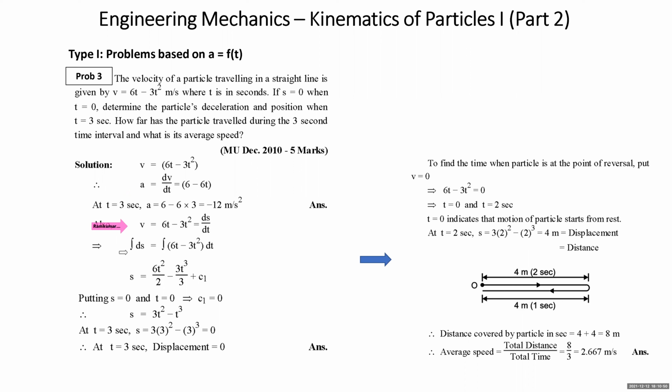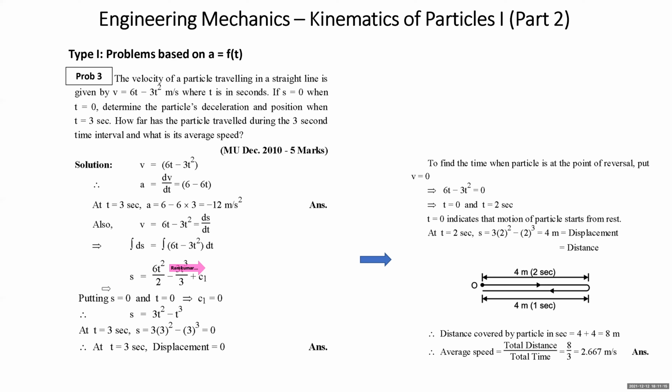When you integrate both sides, you'll get S is equal to 6t square by 2 minus 3t cube by 3 plus C1. Students, very important: never forget the constant of integration. Sometimes the constant of integration is omitted or forgotten by the student, and the entire problem becomes wrong. Whenever you integrate both sides, the constant of integration should be taken.